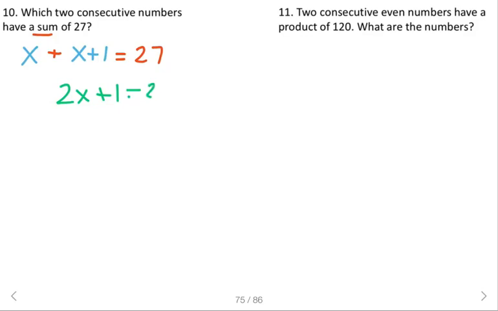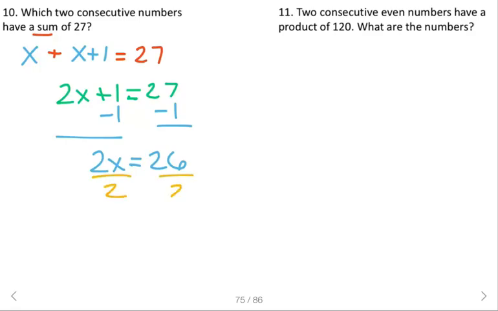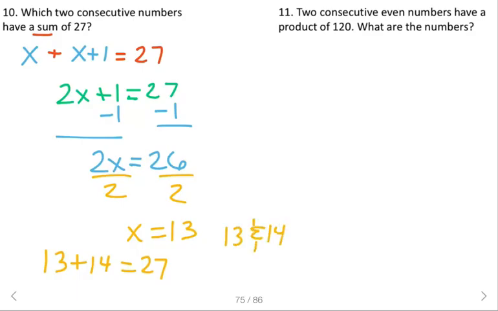Now we have a two-step equation. To get rid of that adding 1, we'll subtract 1, and we get 2x equal to 26. To get rid of multiplying by 2, we'll divide by 2. So x is 13. So our first number is 13. The sum of the two numbers is 27. The next number will be 13 plus 1, or 14. And we can verify that 13 and 14 do in fact add up to 27. So our two numbers are 13 and 14.